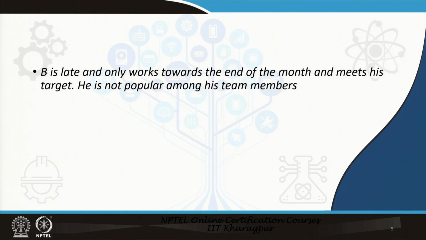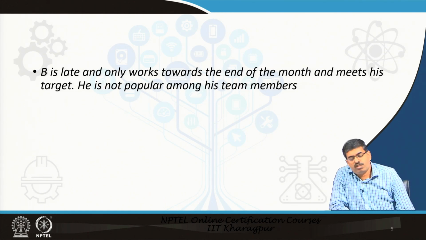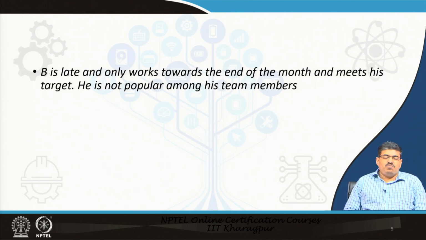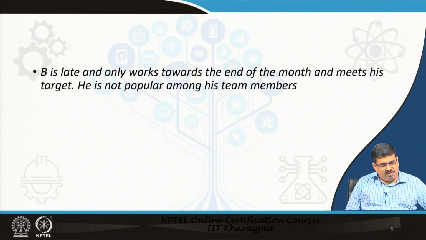These are descriptions. So, you can easily understand that this model is used when there are no numbers to prove your point. B is late and only works towards the end of the month and meets his target. He is not popular among his team members.